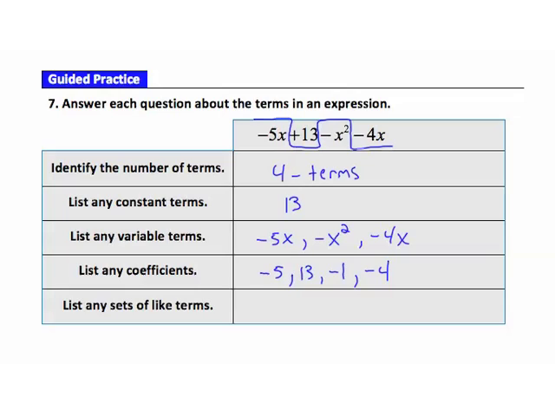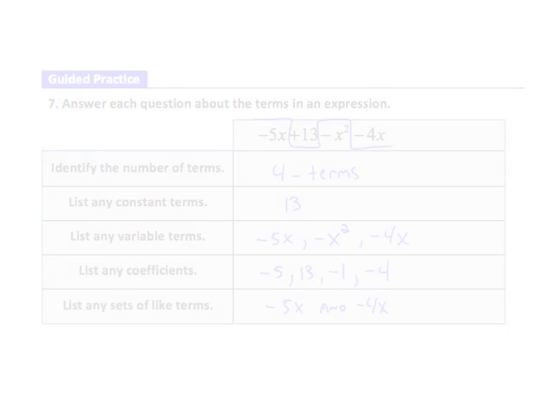List any sets of like terms. Well, like terms have to have matching variable parts. And there are only 2 that have matching variable parts. Both of my x terms are like terms. So I have negative 5x and negative 4x as the only pair of like terms in that expression.